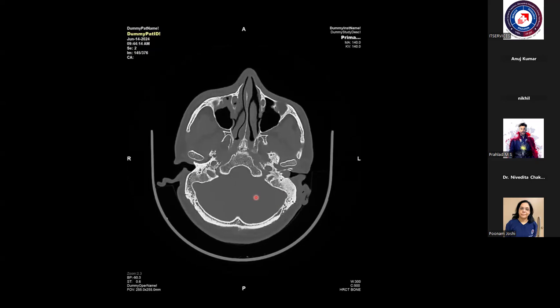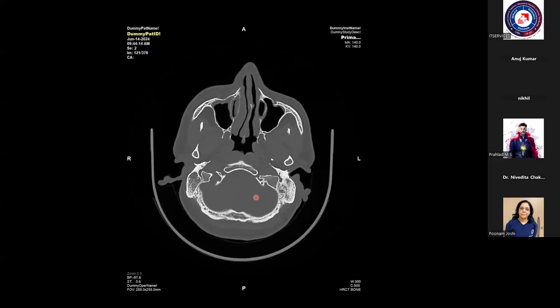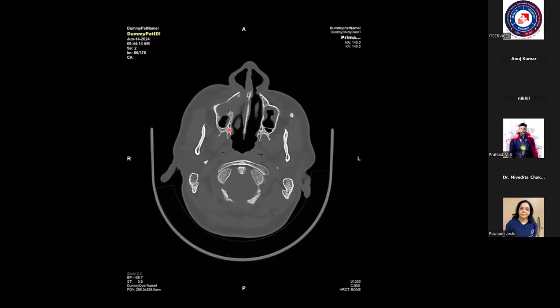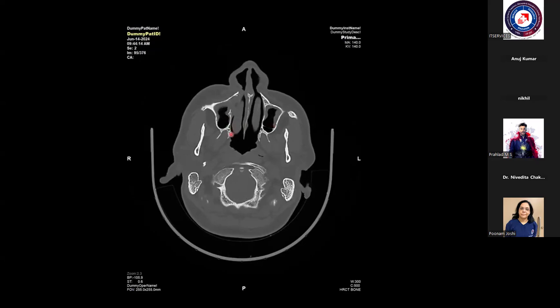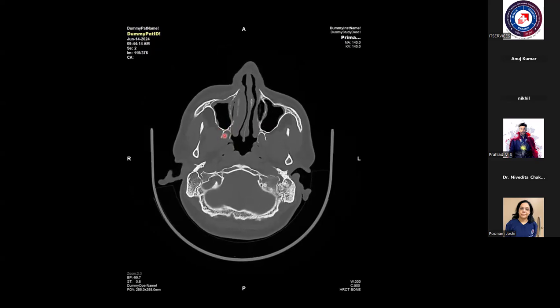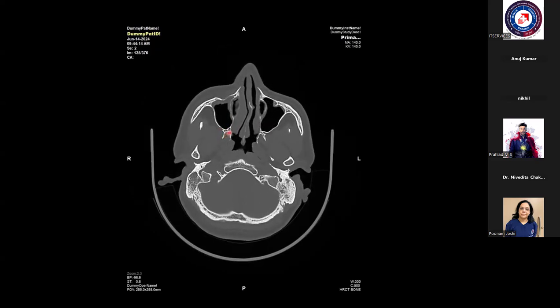Again, I'm coming from inferior to above. Now let's focus on the communications of the pterygopalatine fossa. So look at this. What are these structures? This is the greater palatine canal. And now I'm going above. This is the greater and the lesser palatine canal. Just look at them. They are joining. And as I'm going above, they are communicating with this structure over here, this space over here.